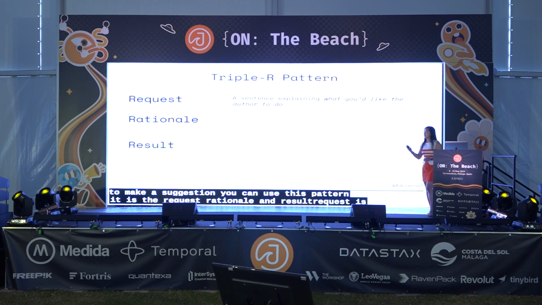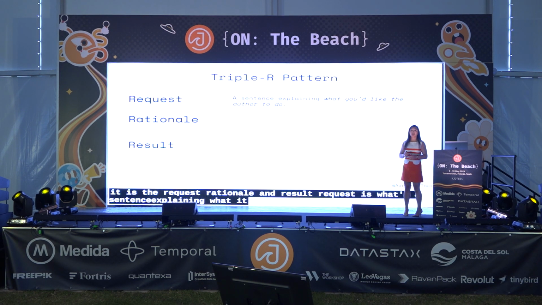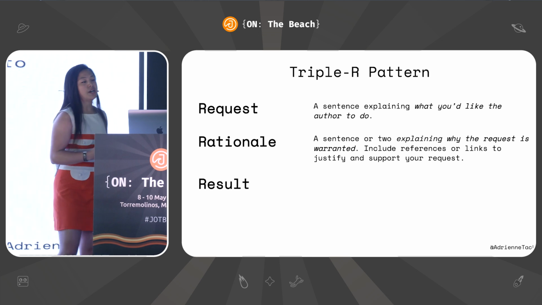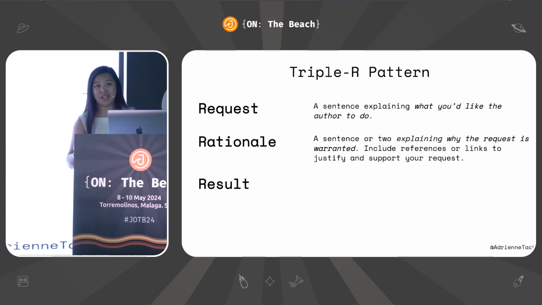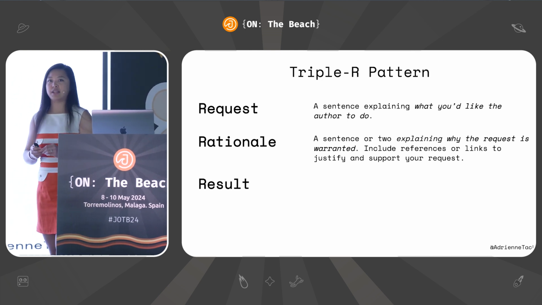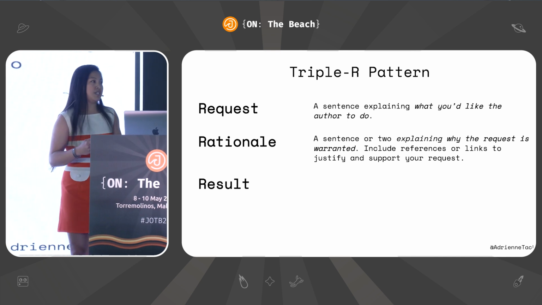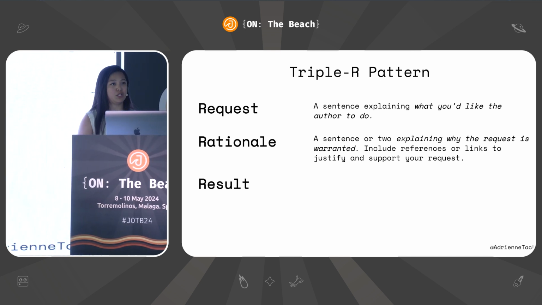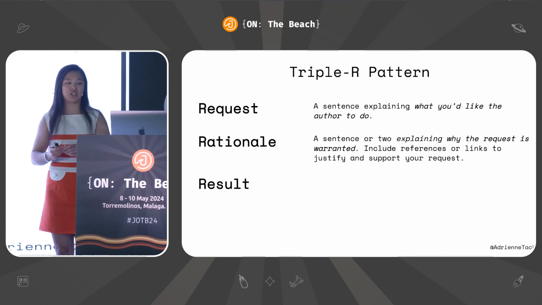Request is a sentence explaining what it is that you'd like the author to do. The rationale is a sentence or two explaining why the request is warranted. Maybe you include references or links to justify and support your requests. Are there blog posts that you've seen that justify what you're asking about? Do you have team conventions that say this is the way that we do it, and that's why you're asking them to make that change?